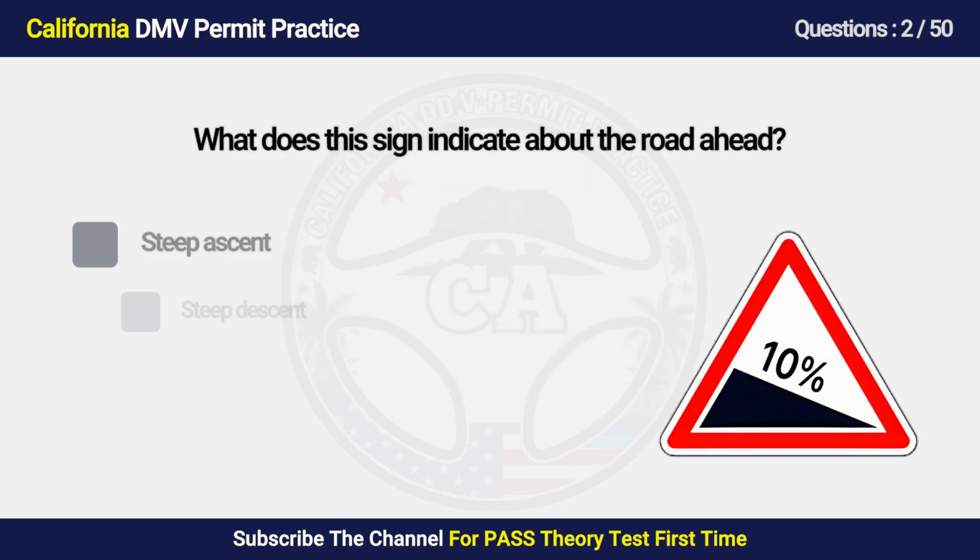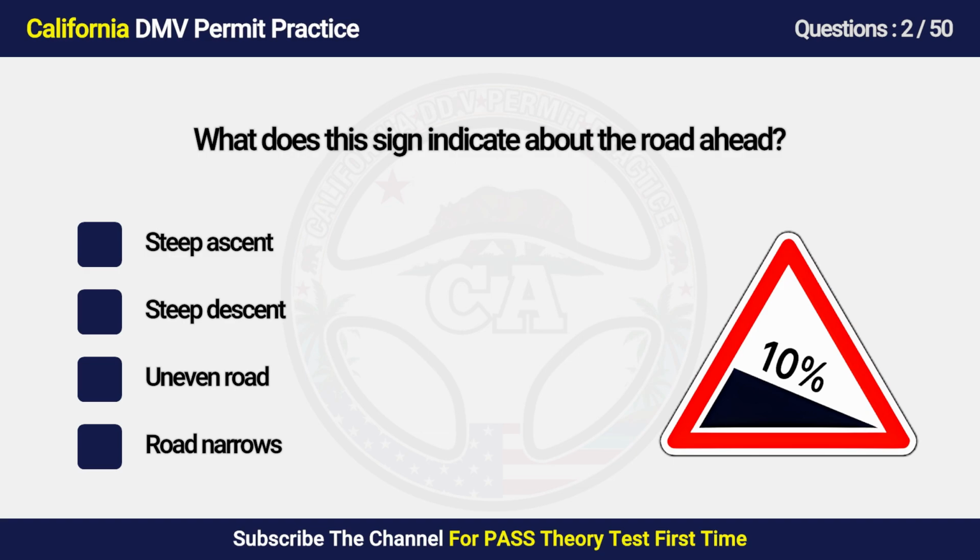Question 2. What does this sign indicate about the road ahead? A. Steep ascent. B. Steep descent. C. Uneven road. D. Road narrows.